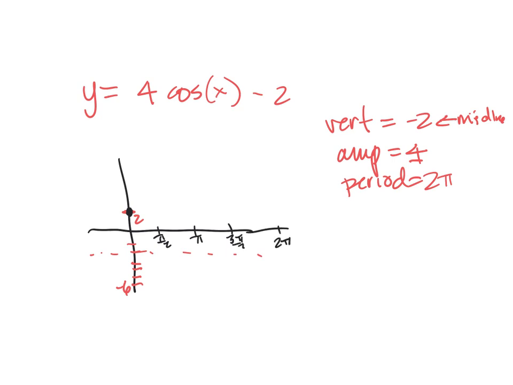So our next value is at 0 for cosine, the midline. Then we're down at the bottom, back to the midline, and up to the top of the amplitude, and this is what it looks like.